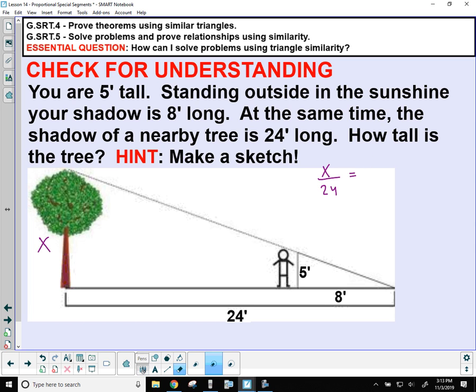Cross multiply. 8x equals, what's 24 times 5? 120. Divide by 8. And we get 15. 15 feet.